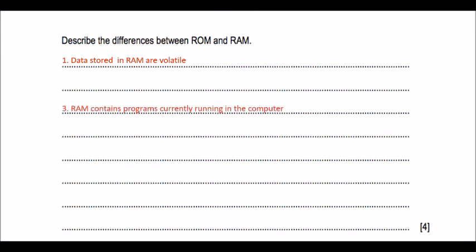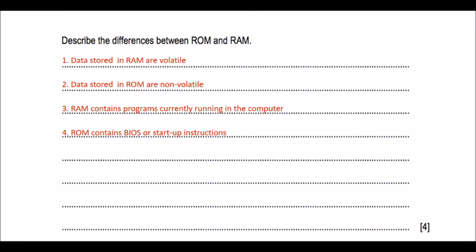Then we say that RAM contains programs currently running in the computer. Programs that are currently running in the computer are being contained in the RAM. Then data stored in ROM is non-volatile, just the opposite of RAM. Then finally, we say ROM contains the BIOS or startup instructions.